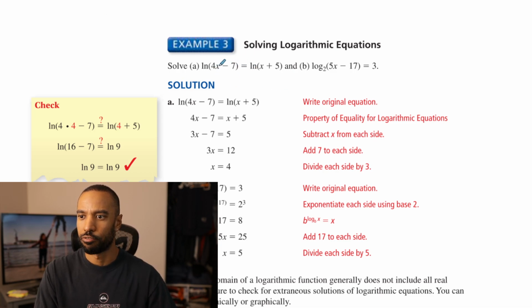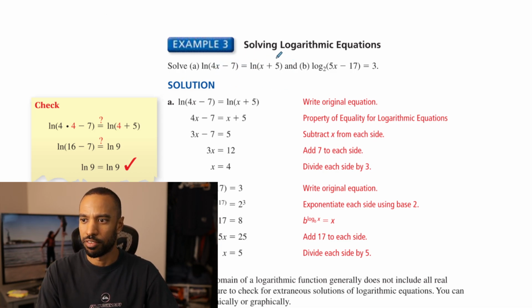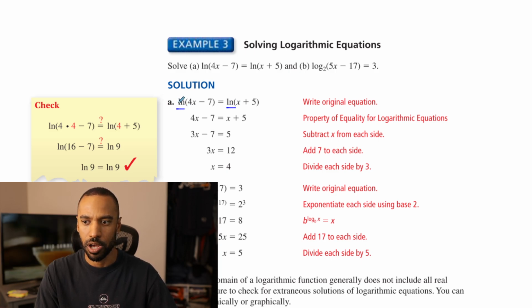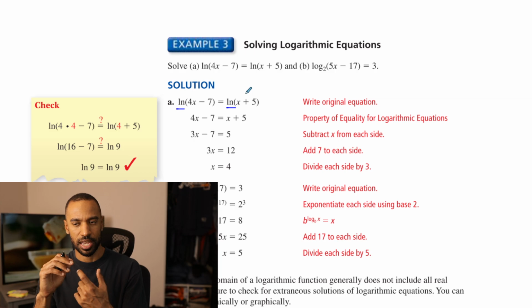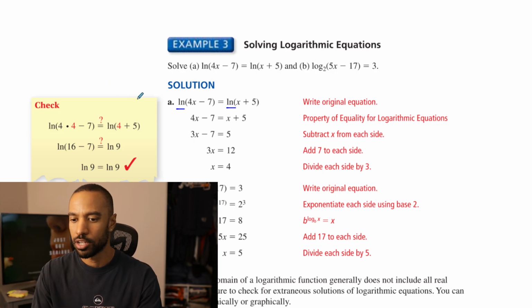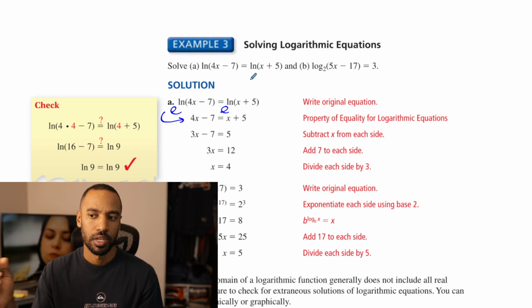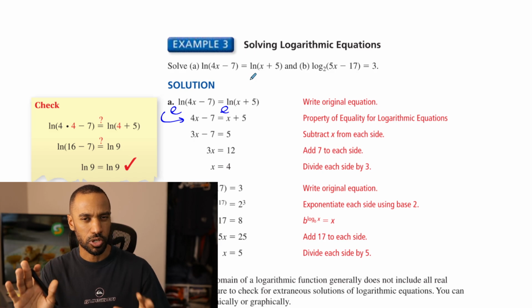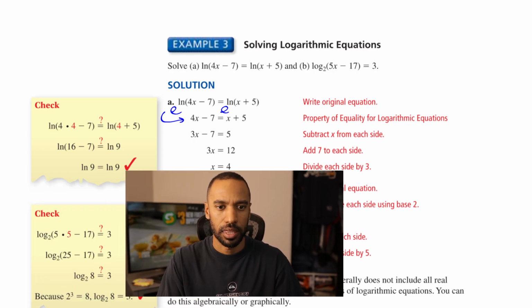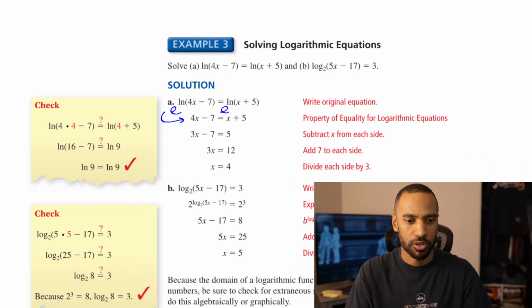Solve natural log of 4x minus 7 equals natural log of x plus 5, and then log base 2 of 5x minus 17 equals 3. The first one has matching bases in both these logs, both log base e, so you can set the insides equal to each other. Now, they're not showing this part here. They might have just been hinting at it before, but if I did e raised to these powers, you'd also be left with this as well. So that's just something to remind you of how certain properties work. I think moving this way is probably more beneficial now.